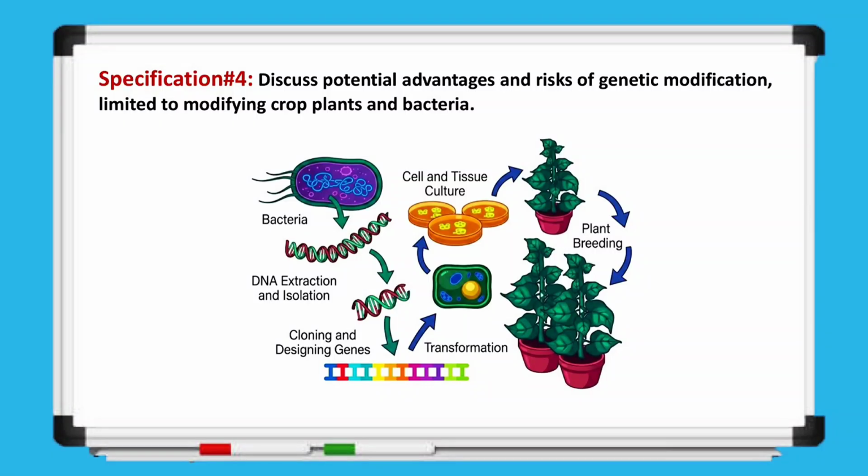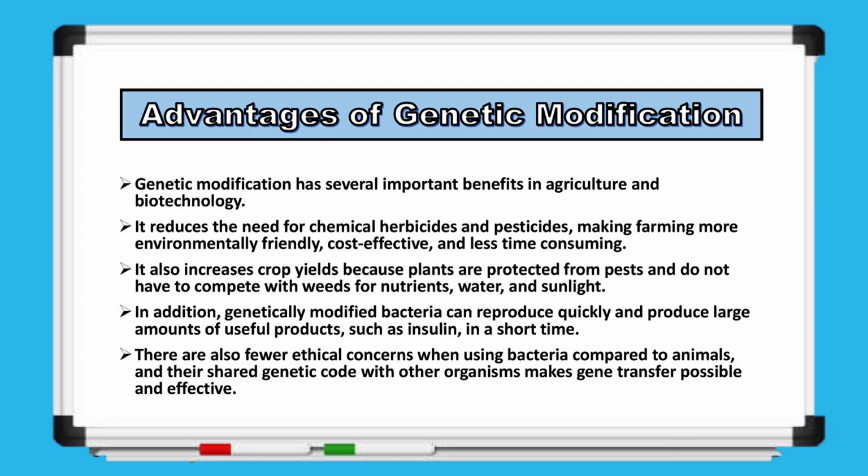Next, we move on to specification 4, which asks us to discuss potential advantages and risks of genetic modification. Genetic modification offers several important advantages, especially in agriculture and biotechnology. One major benefit is that it reduces the need for chemical herbicides and pesticides, making farming more environmentally friendly, less time-consuming, and more cost-effective. It also increases crop yields because genetically modified plants are better protected from pests and face less competition from weeds for water, nutrients, and sunlight.